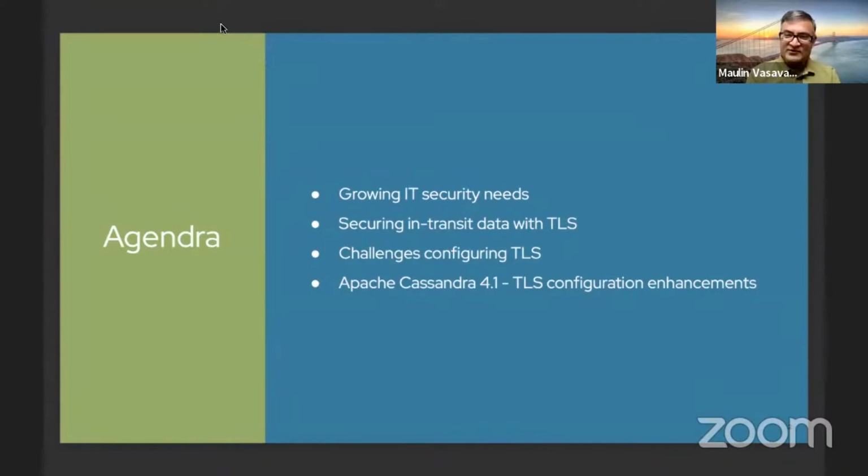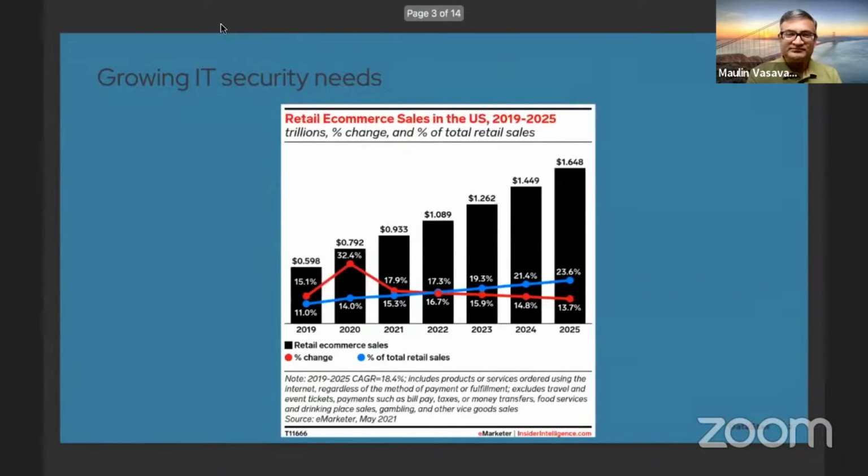Hello, everybody. I'm going to talk about TLS configuration enhancements that we made with Apache Cassandra 4.1. However, before that, we'll talk briefly about software security and TLS. We'll cover a few basics of TLS at a higher level, and then we'll talk about what changes we made in 4.1 enhancing 4.0 Apache Cassandra.